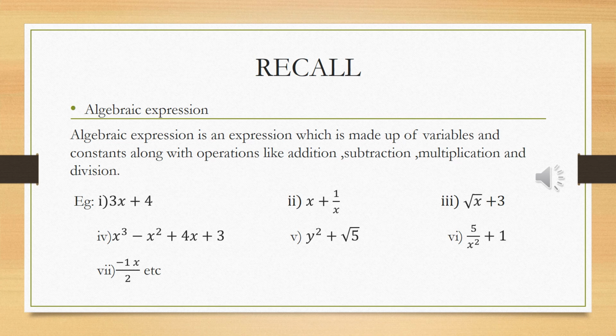Fourth example is x cube minus x square plus 4x plus 3. Then we have y square plus root 5. Here the variable is taken as y. Then we have 5 by x square plus 1, which also can be written as 5x raised to negative 2 plus 1. And the last one, negative 1 by 2x, etc.